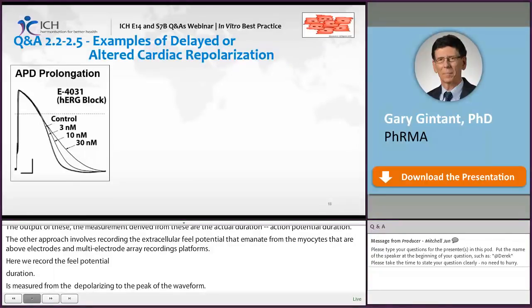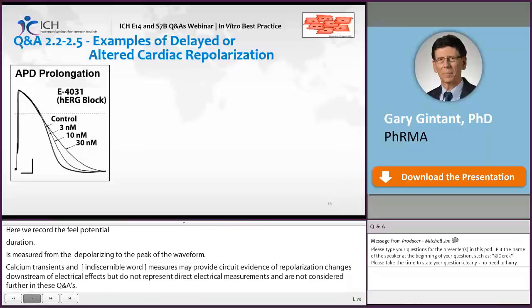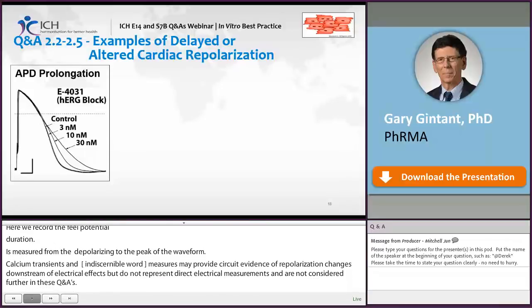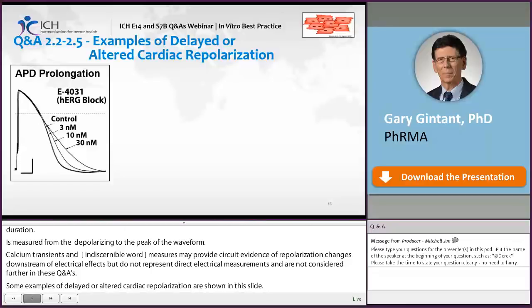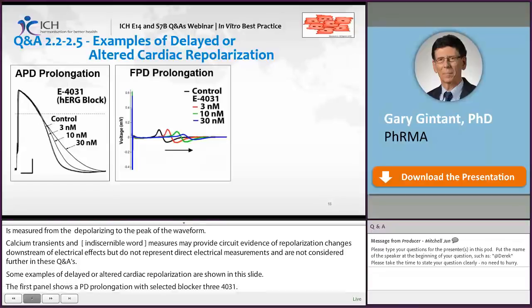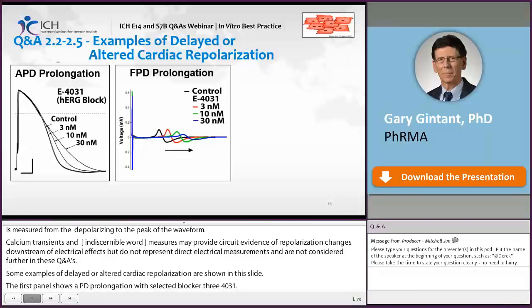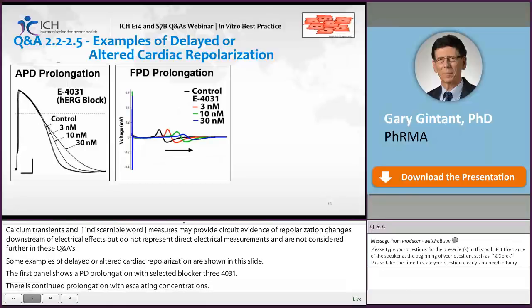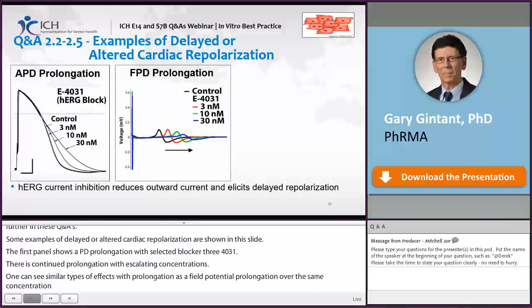The first panel shows action potential duration prolongation with the selective blocker E4031, with continued prolongation with escalating concentrations. One can see a similar type of effect with prolongation of the field potential duration, here again with E4031 over the same concentration range, prolongation of the repolarization peak waveform. So hERG current inhibition reduces outward current and elicits delayed repolarization.